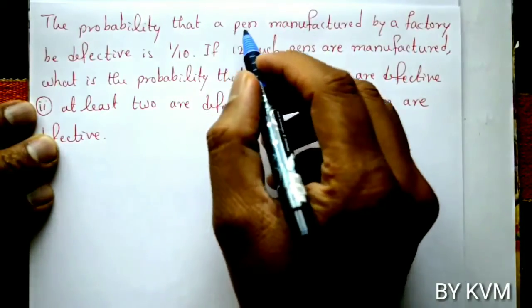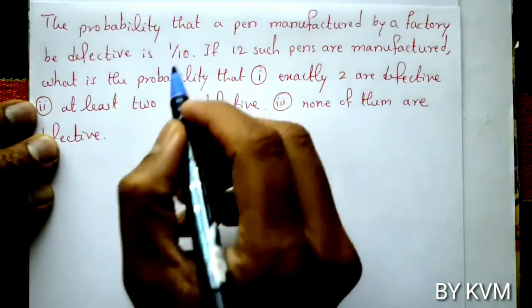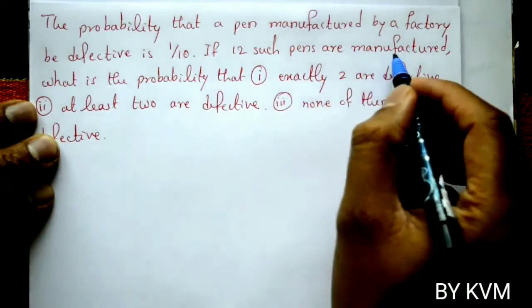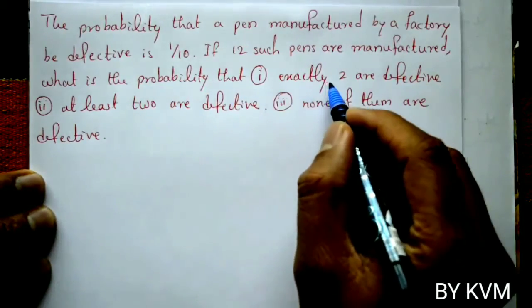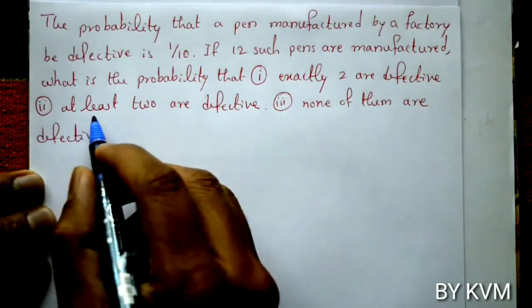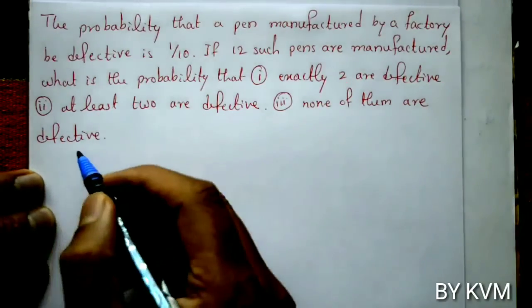The probability that a pen manufactured by a factory is defective is 1 by 10. If 12 such pens are manufactured, what is the probability that, first case, exactly 2 are defective, second case, at least 2 are defective, third case, none of them are defective.